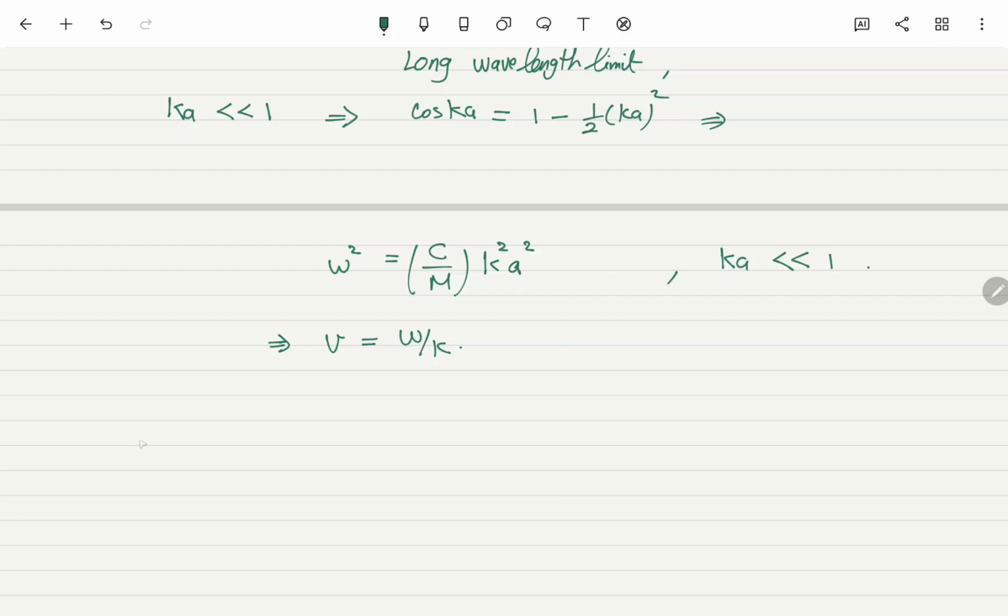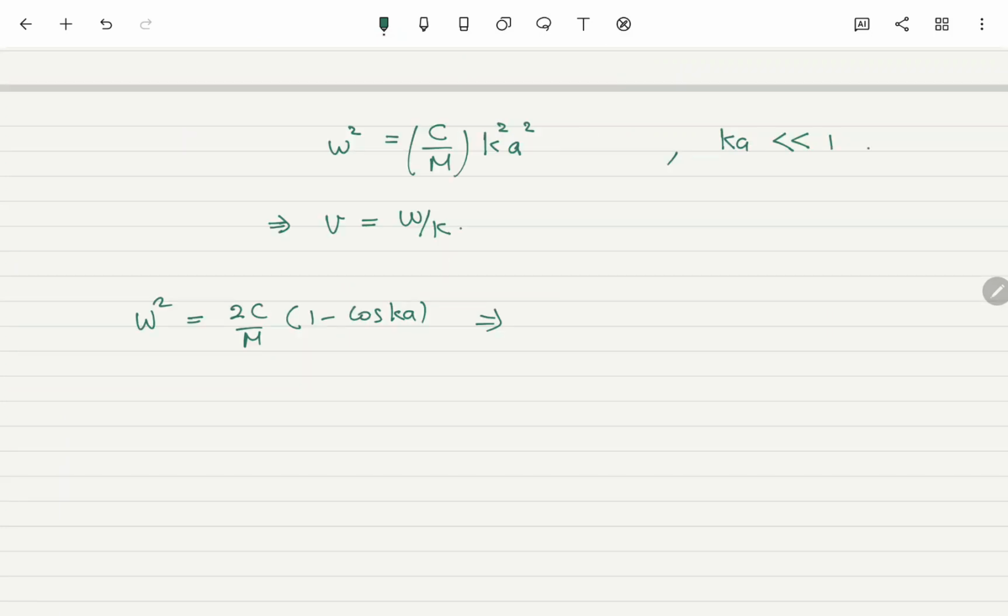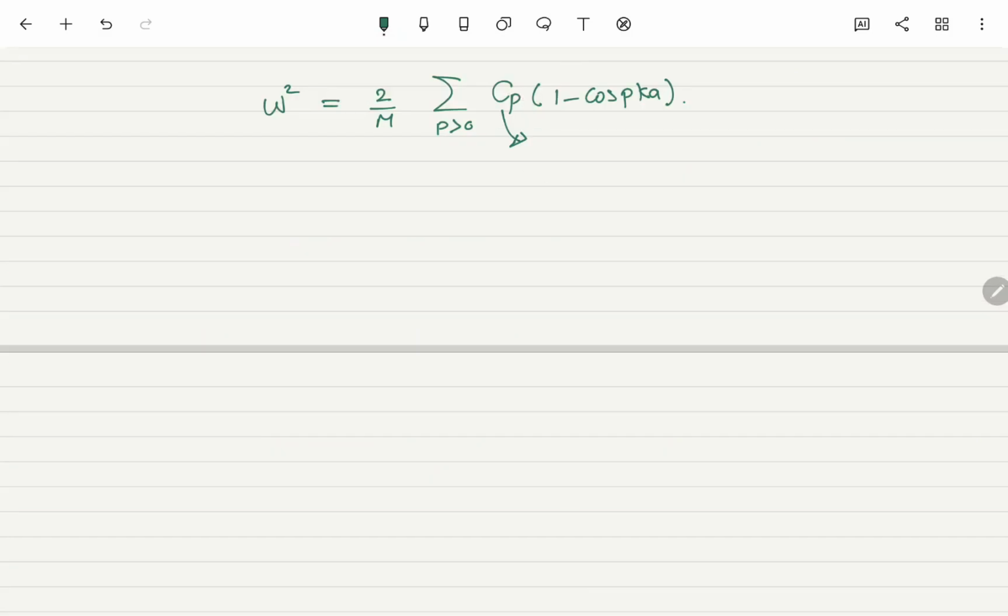Back to the previous equation, let's just write it down. Omega square equal to 2C over M times 1 minus cosine ka. Now, as a generalization for this one here, for all p nearest planes, we will find that omega square equal to 2 over M summation p greater than 0, Cp times 1 minus cosine pka. Cp here is called the interplanar force constant.